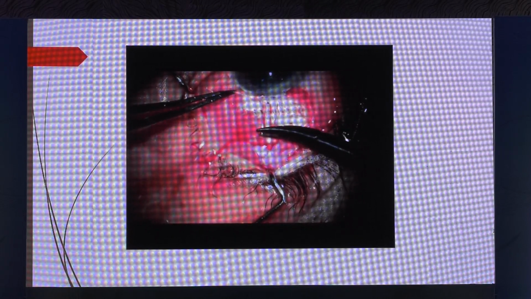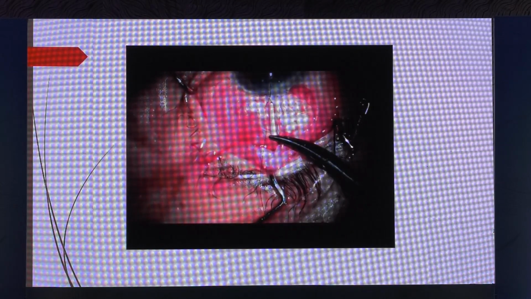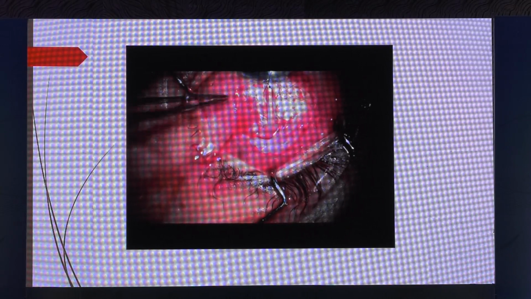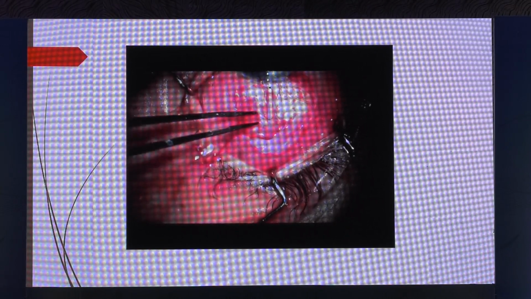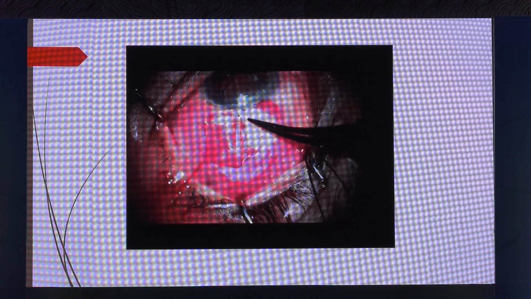And then the fixation of the tube again with the same 9/0 nylon suture. So this is a box suture. It is very, very important that you fix the tube properly so as to avoid the movement of the tube and the extrusion.